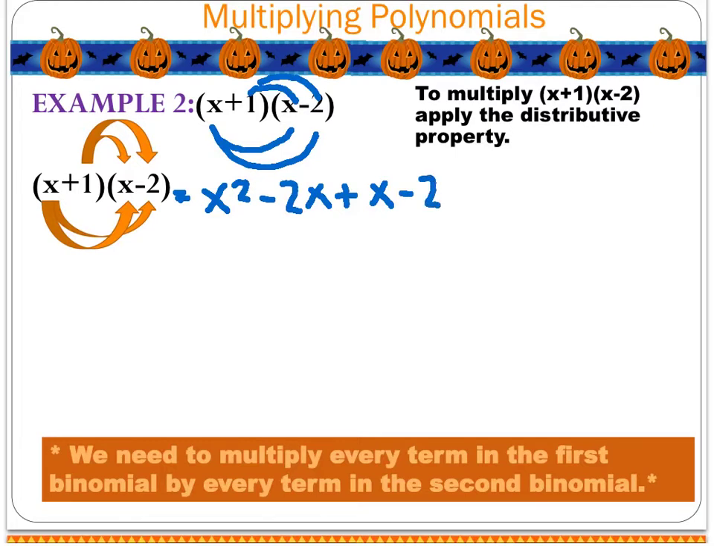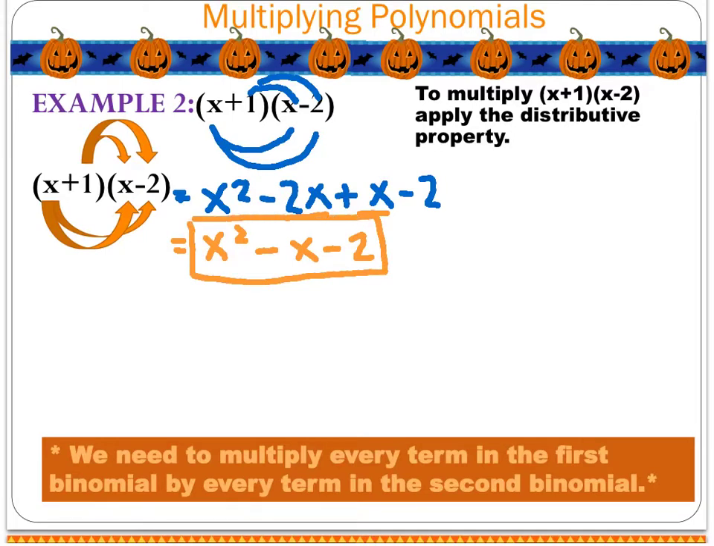Now I just combine my like terms. So I take a look at my problem. I only have one x squared. These guys need to come together and they're going to give me a negative x. And then I have my negative 2. So this would be my answer. When you multiply the two binomials together, I get a trinomial.